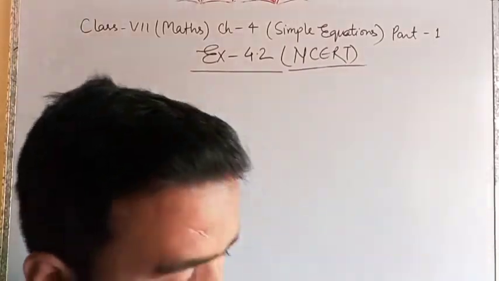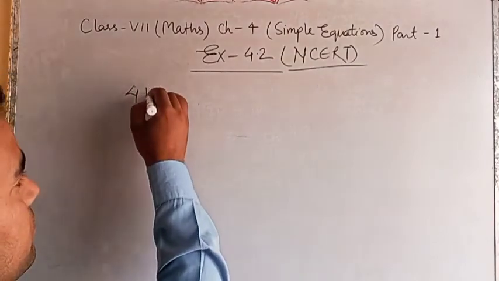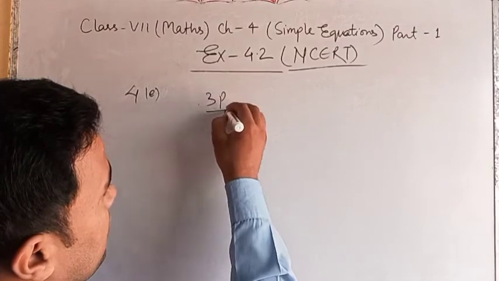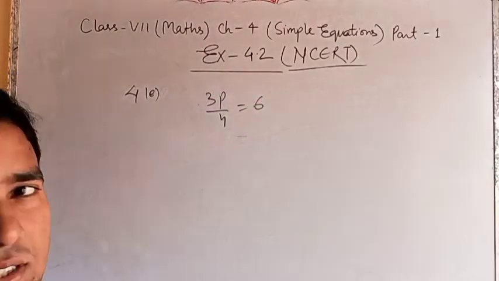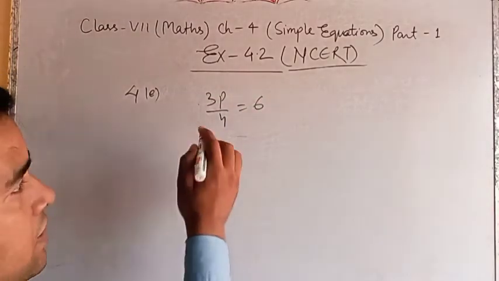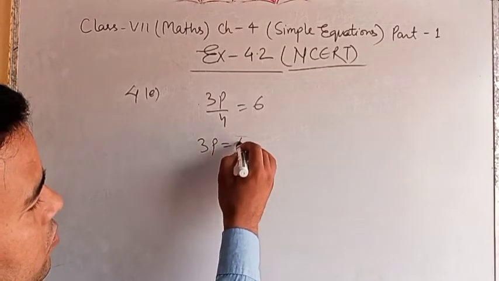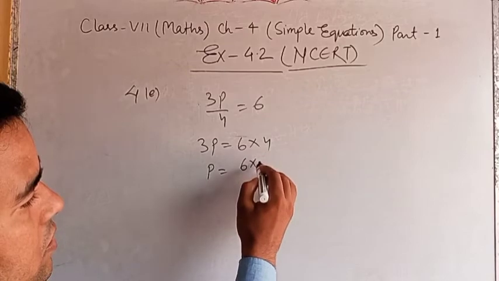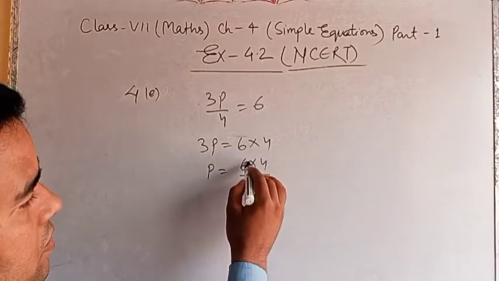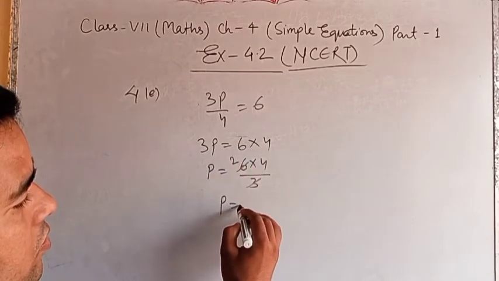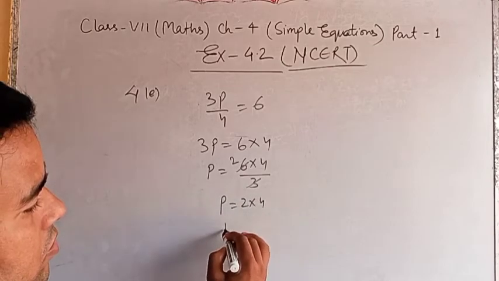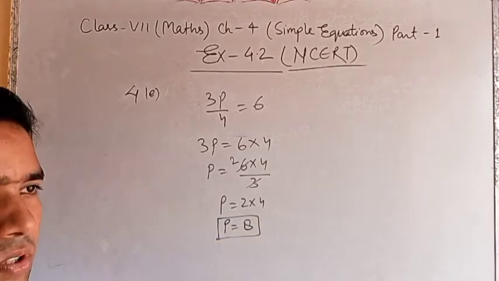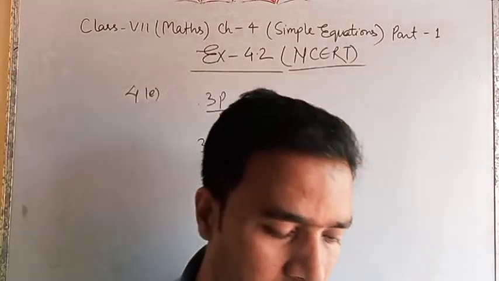Next, 4e. 3p by 4 equal to 6. Clear? Cross multiply. 3p equal to 6 into 4. Then p equal to 6 into 4 by 3. 3 twos are 6. Then p equal to 2 into 4. P equal to 2 fours are 8. Clear?